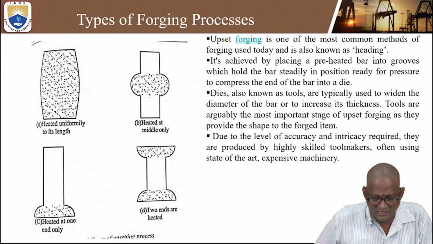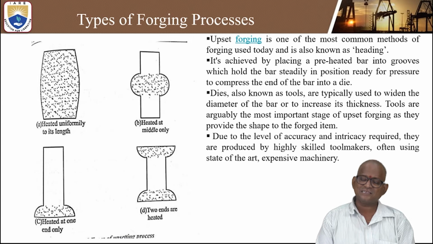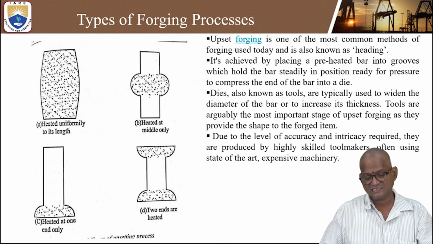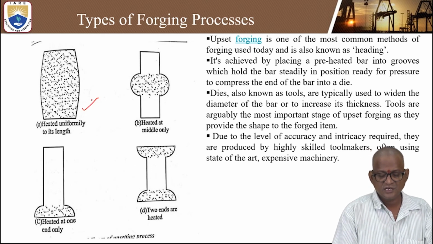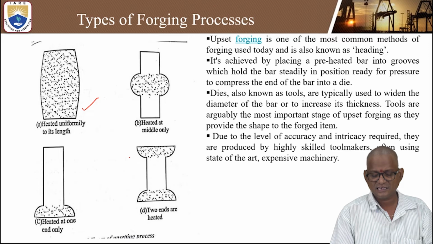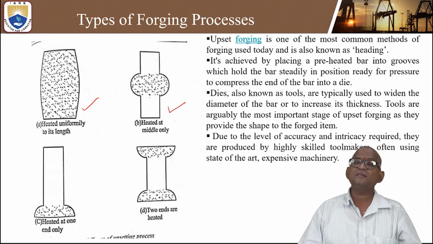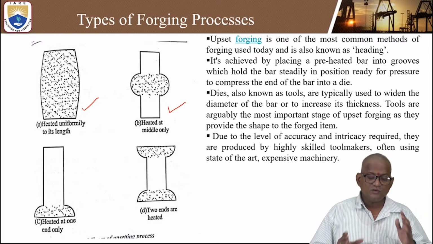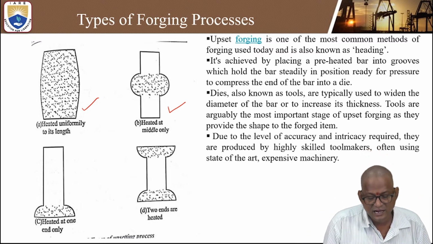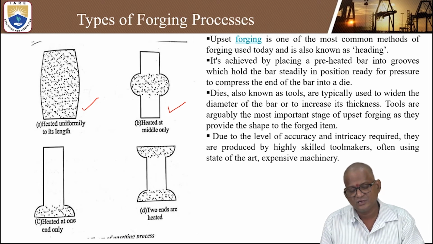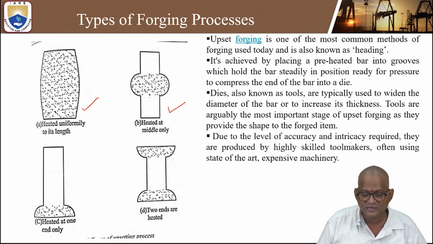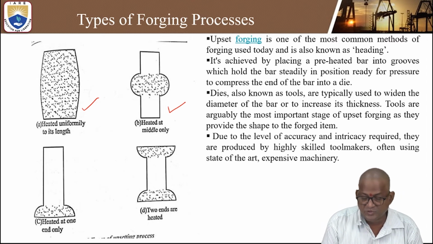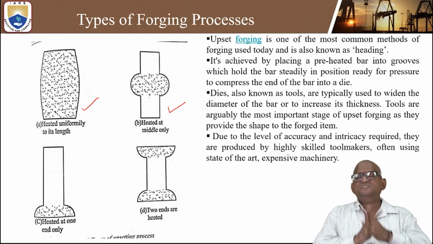Another important thing is the upsetting process. This is one interesting process. You can see from the left side diagram: first, the portion is heated uniformly along its length. Second, it is heated in the middle. Third, only one end is heated. And last but not least, both ends are heated. Whenever both ends are heated, the required shape can be obtained at the ends themselves.